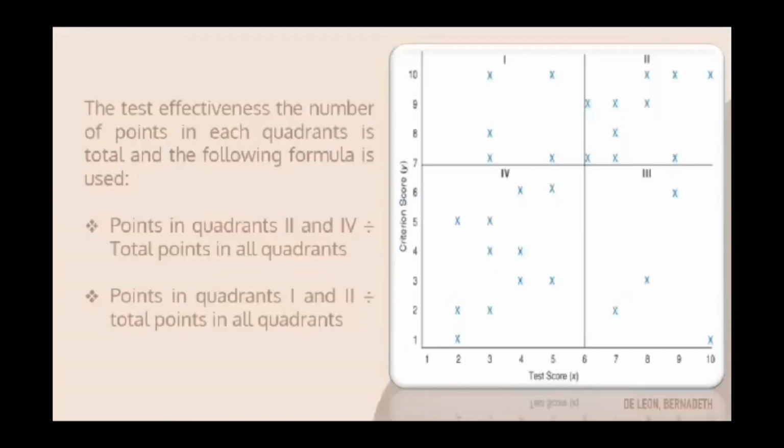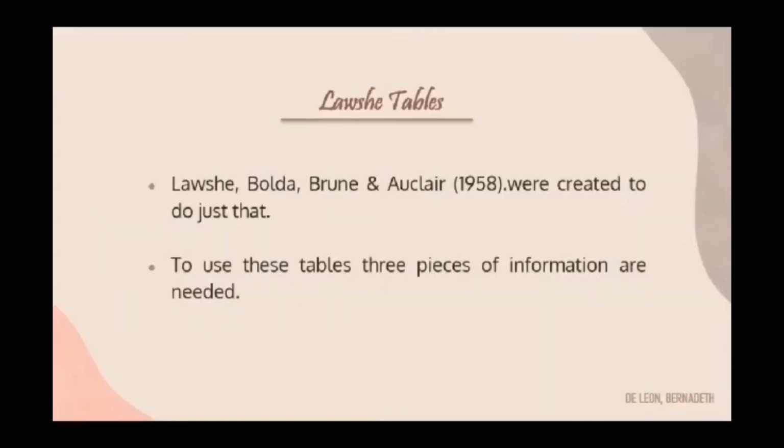Next, the test effectiveness, the number of points in each quadrant is the total and the following formula is used. Points in quadrants 2 and 4 divided by total points in all quadrants. Points in quadrants 1 and 2 divided by total points in all quadrants. Lawshe table. Lawshe, Baldwin, and Ackler 1958 were created to do just that. To use this table, three pieces of information are needed.